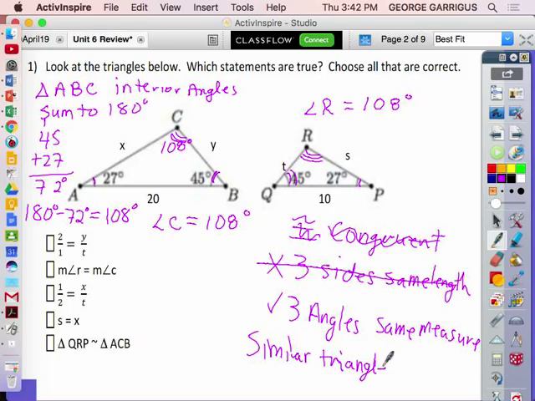And similar triangles have just the squiggle line. And when you have similar triangles, their ratios are the same, so a dilation factor. If we look here, the sides are 20 to 10, so a 2 to 1 difference. Since they are similar, this has a ratio of 2 to 1. So whatever X is, T is going to be half that. And whatever Y is, S is going to be half of that.